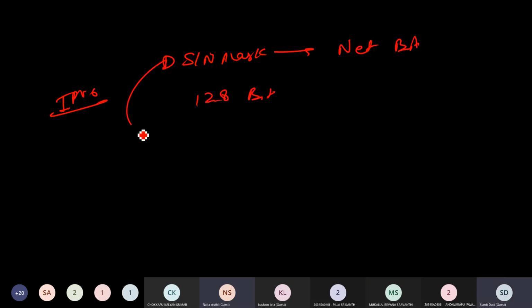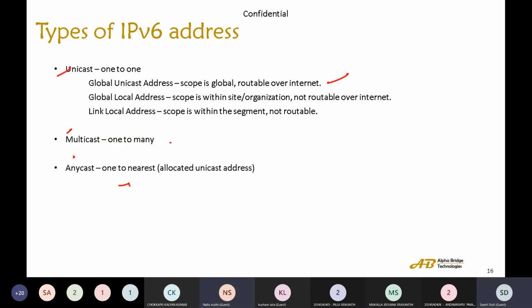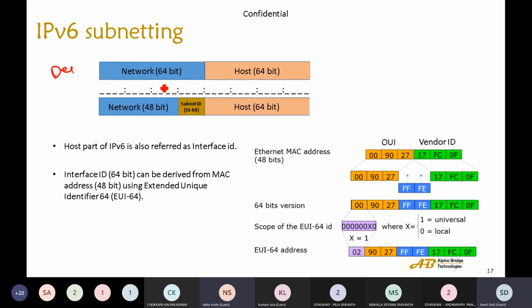Default subnet mask tells the network bits, right? In IPv6 we have 128 bits. By default 64 bits represent network and 64 bits represent host. If you see any IPv6, you will find default /64, which represents my network bits. So the default subnet is 64.